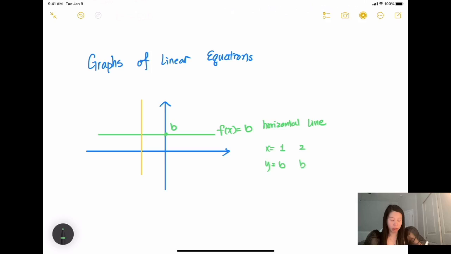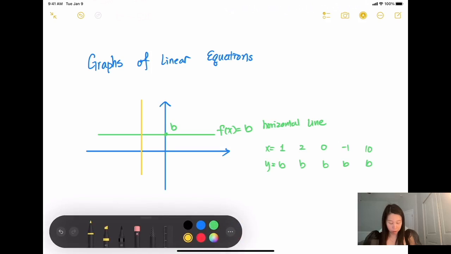x equals 2, y equals b. x equals 0, y still equals b. x equals -1, y equals b. x equals 10, y still equals b. It's a constant. So what about the vertical one?